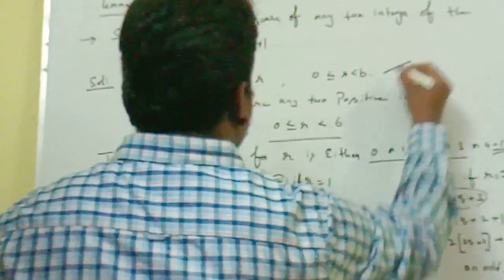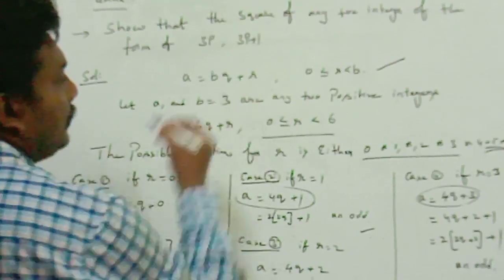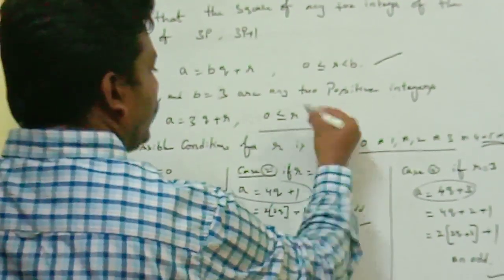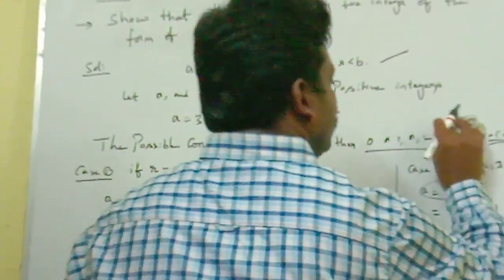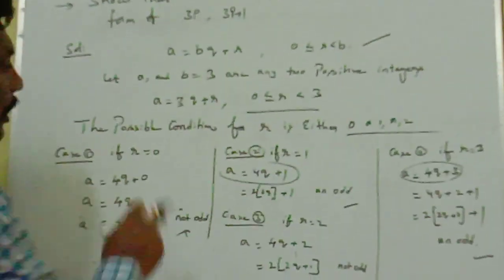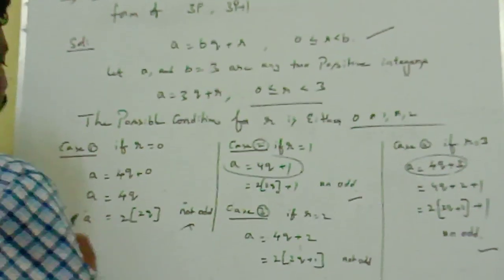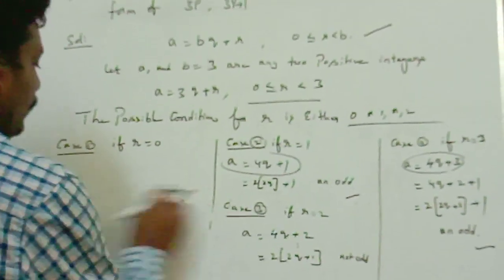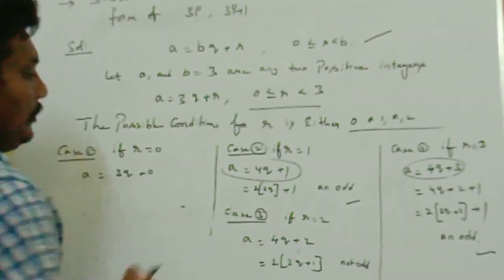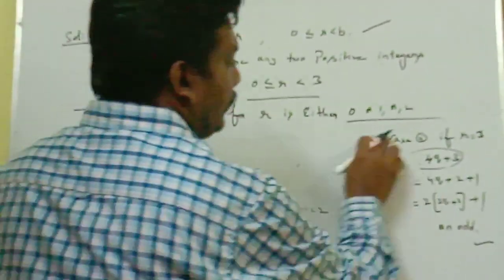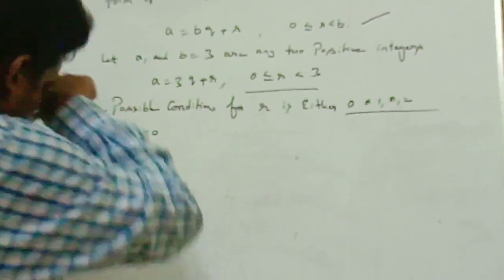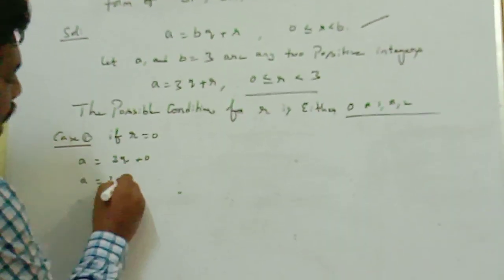So here also same condition, b becomes here 3, and in the place of b we take 3. So 3 means we should take only 3 conditions, that is 0, 1, 2. So case 1, r is equals to 0. Then a is equals to 3q plus 0. Now it becomes a is equals to 3q.